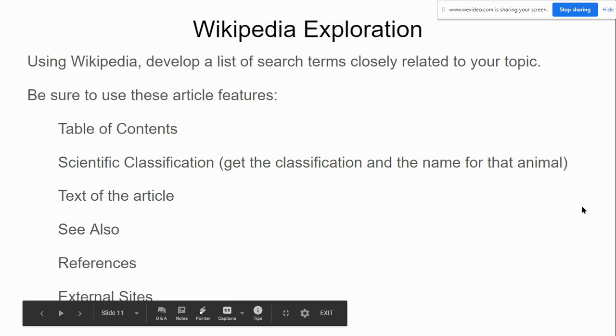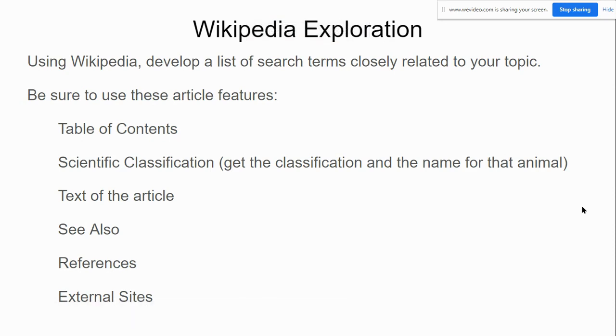These are the article features that we're going to use. We're going to look at the table of contents, the big categories of information that it's covering. We're going to look at the scientific classification. We'll get the classification and the name for the animal in the various areas of classification. Those are the scientific names that are going to be referenced by scientists in the field, so you need to know them. We're going to look through the text of the article and see if we come across additional information that we can research in other reliable, authoritative resources for our content.